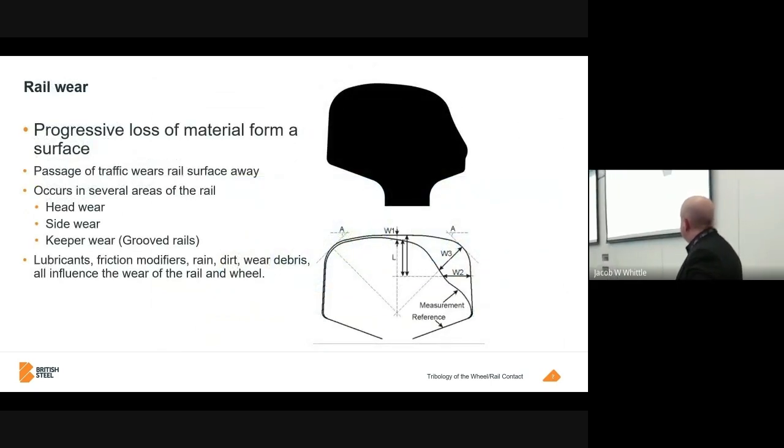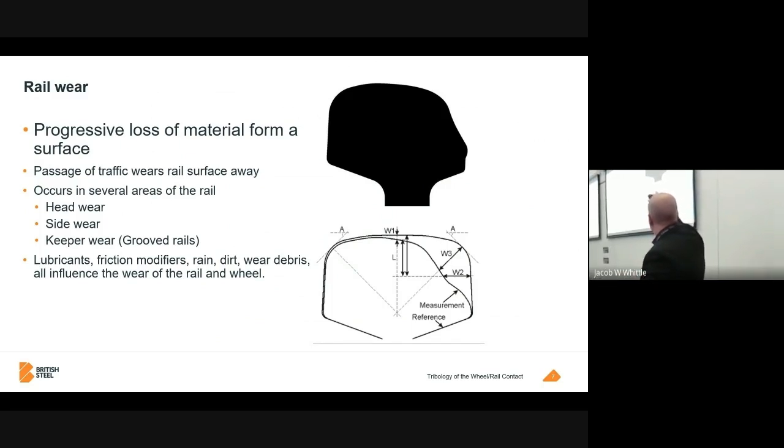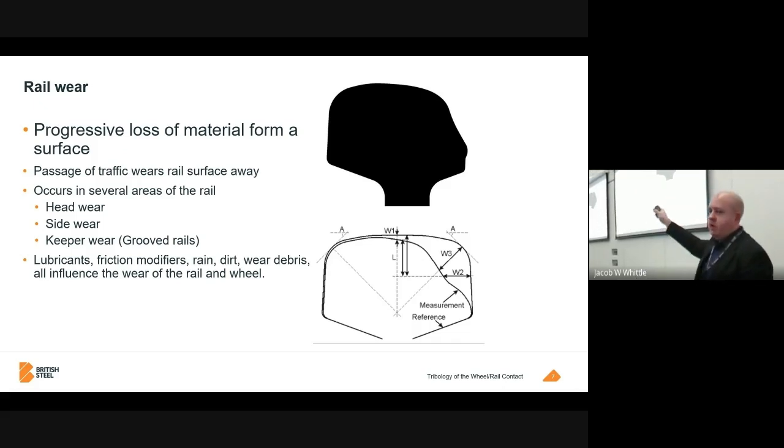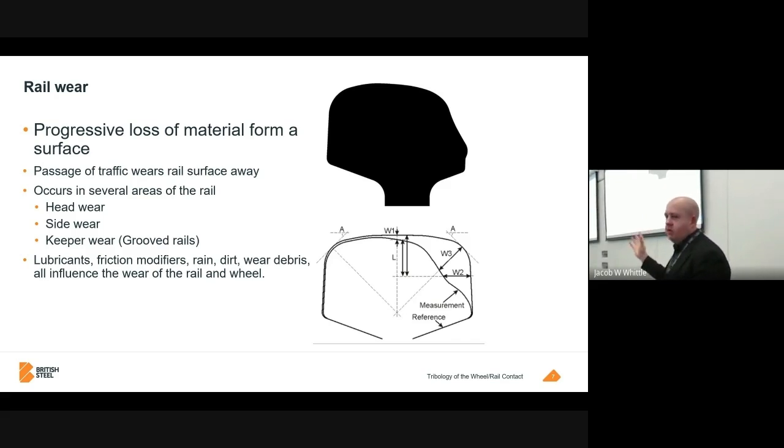So rail wear is just like wear in any system. It's a progressive loss of material from the surface of the component you're looking at. And this is what it tends to manifest itself as. In a worst case scenario, you can actually see the imprint of a wheel profile there on the rail. We don't really want to let our rails get to that state. That's a heavily worn rail.